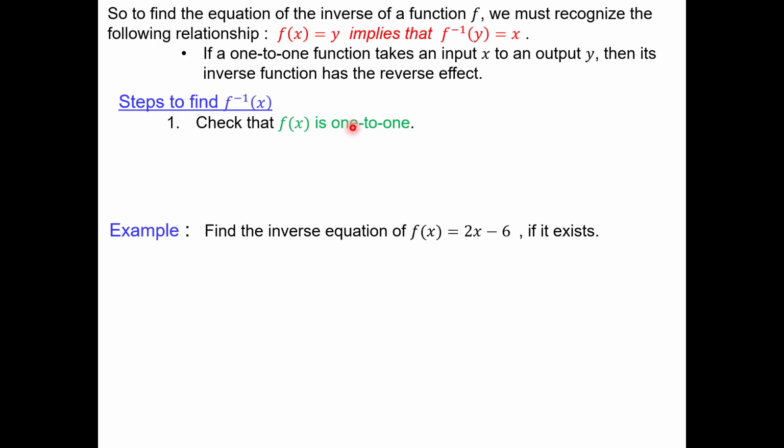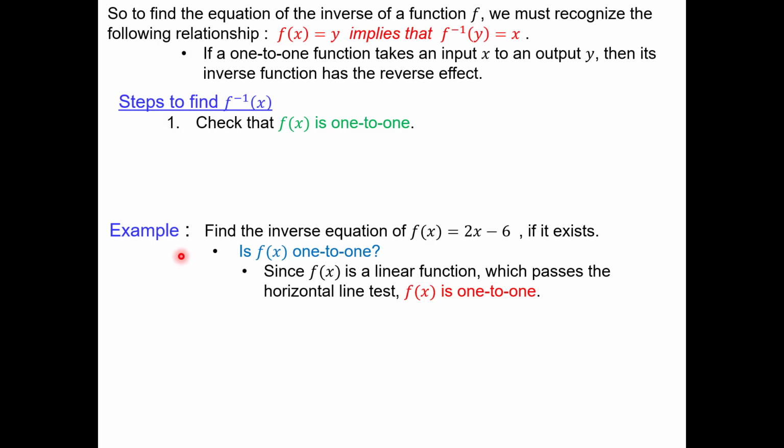So first you check if it's one-to-one. So is this function one-to-one? And if you think about the graph of this function, if you need to, you can graph it. Just think of f of x as y. You could say y equals 2x minus 6, and this is just going to be a line. This is going to be like a slanted line.